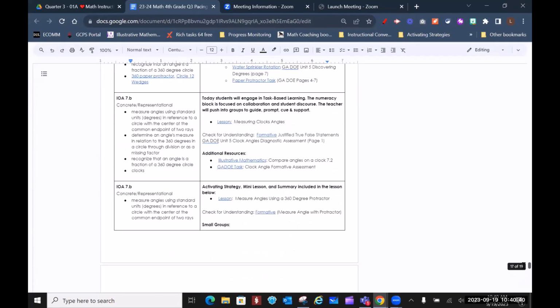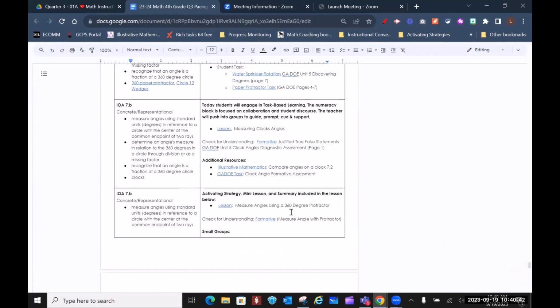Looking to see if there's any Georgia DOE tasks to point out here. Here's one right here. Sometimes you will see some Georgia DOE tasks like this check for understanding formative that are linked directly onto your pacing guide.